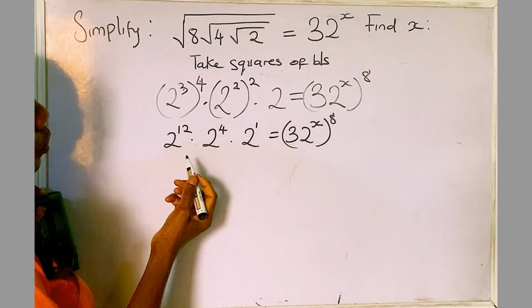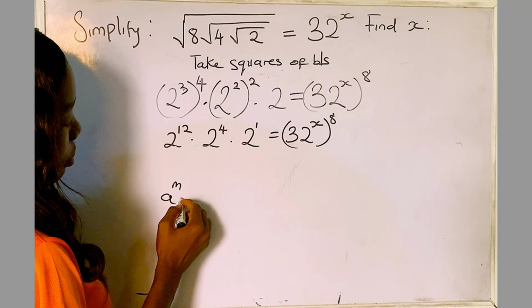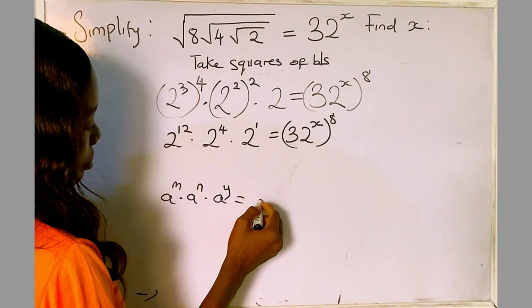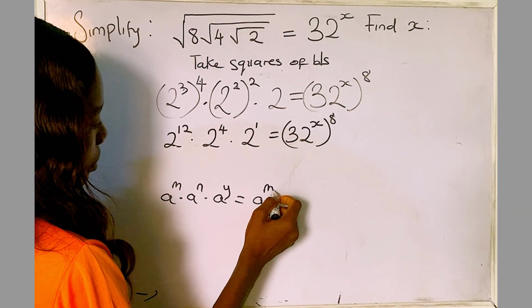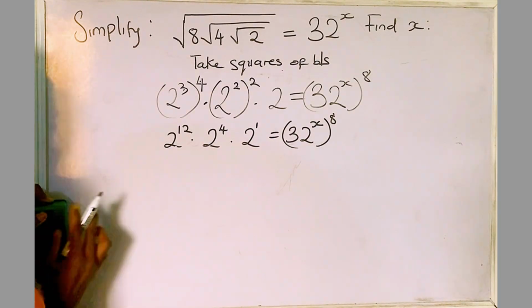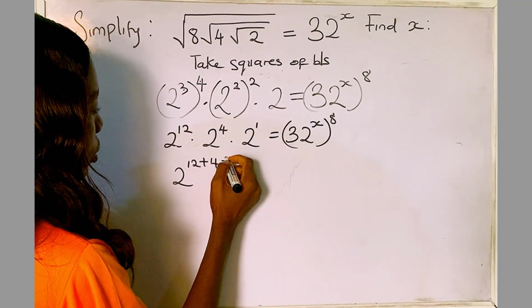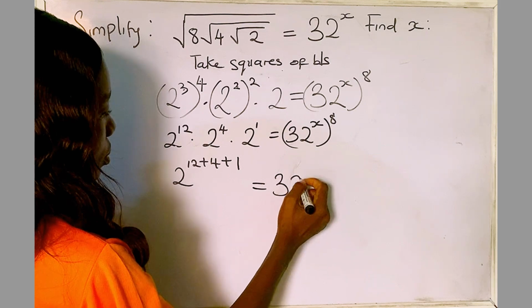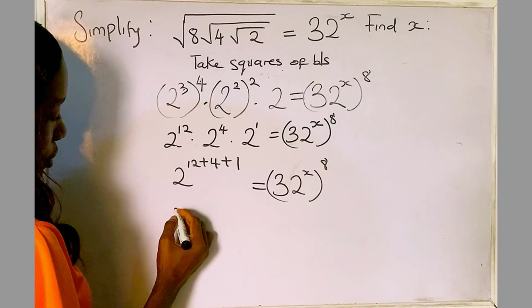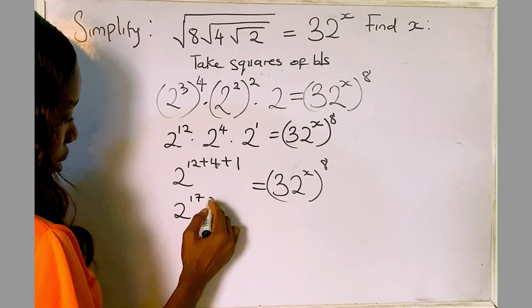Okay? Now we have these bases are equal. When you have a to the power of m multiplied by a to the power of n multiplied by a to the power of y, it is the same thing as a to the power of m plus n plus y, right? So now we have here 2 to the power of 12 plus 4 plus 1 is equal to 32 to the power of x raised to power 8. So here we have 2 to the power of 12 plus 4 plus 1, that's 16, then 17, is equal to.